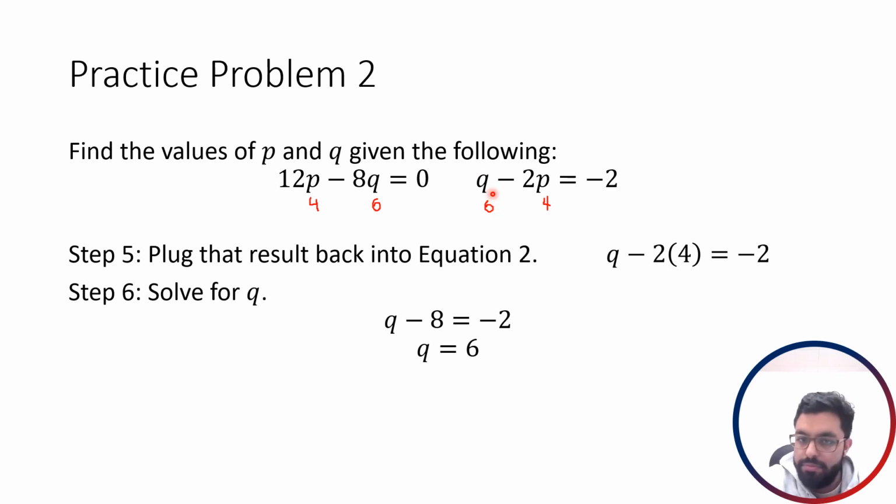Q is equal to 6. Don't have to change anything there. 2 times 4 is 8. 6 minus 8 is negative 2. Negative 2 equals negative 2. So because we got that left side equals right side for both equations, when we plugged in the numbers that we found for P and Q, we can be confident, actually we can be certain, but we can be confident that we did this problem right.